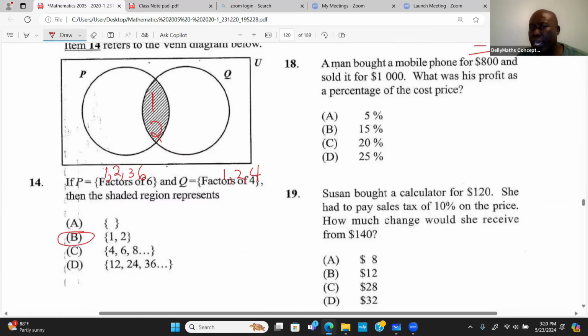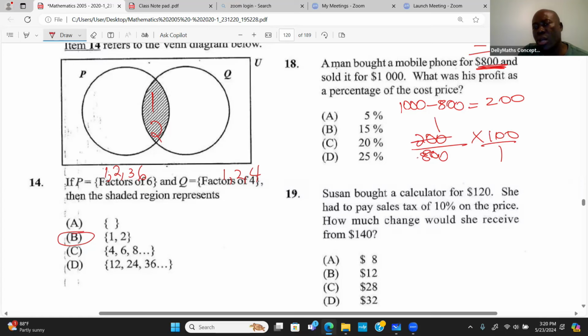A man bought a mobile phone for $800 and sold it for $1,000. What was his profit as a percentage of the cost? To find the profit as a percentage of the cost, we first find what the monetary profit was. In this case, we're going to say 1,000, and we want to take out that 800. So the profit was 200. We represent this 200 out of what we paid, which would have been the cost price, which was 800. Then you multiply this by 100. As you can see, a quarter of 100 will give 25. So this is 25% in terms of a percentage profit.